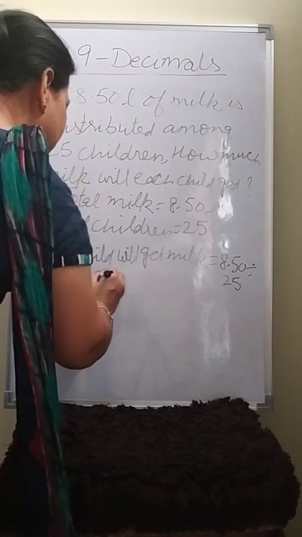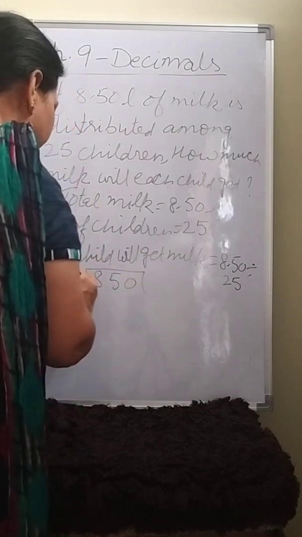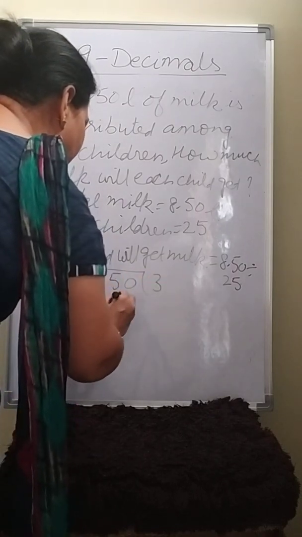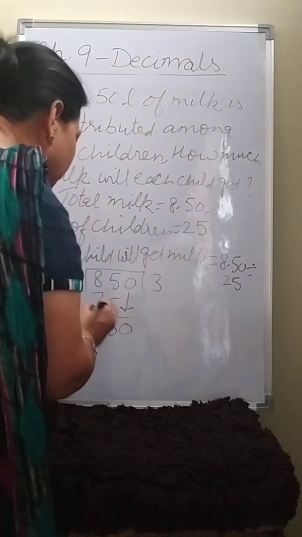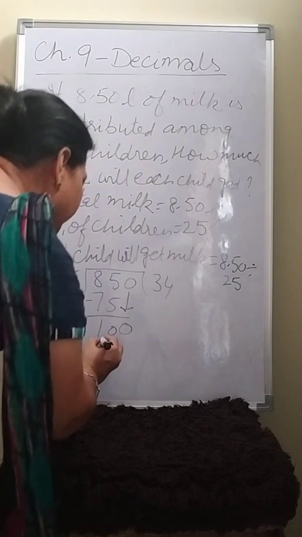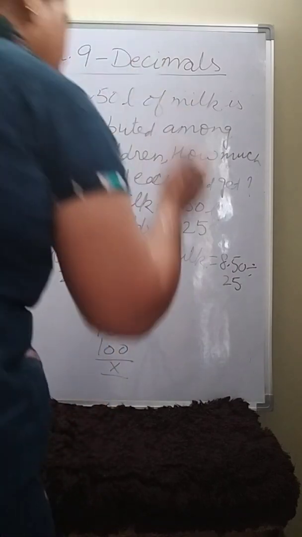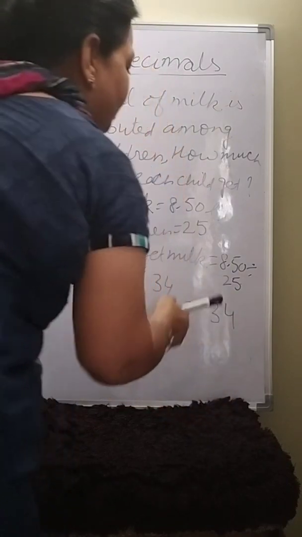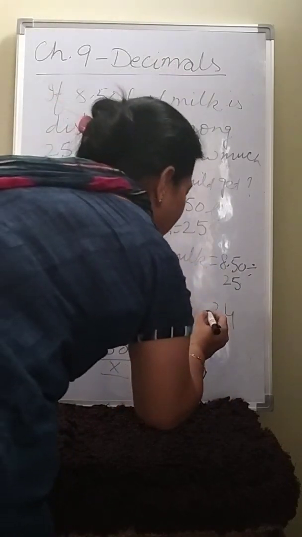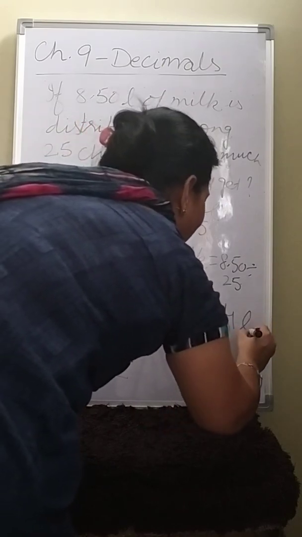We will simply divide 850 by 25. 25 3s are 75. 10 here. Now 0 is brought down. 100. 25 4s are 100. You have the answer 34. You will put the decimal before 2 digits like in the question here. So you get the answer 0.34 liter.